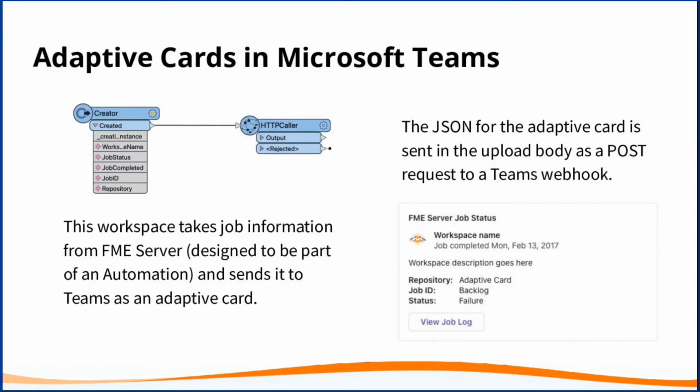Perhaps when your automation has run, other workspaces have run, this will then send it to Teams as an adaptive card to let you know that your workspace or job on FME Server has completed. So all of the JSON you saw in the other slide looks like this on the bottom right when it gets posted into Teams. So it looks a lot nicer.